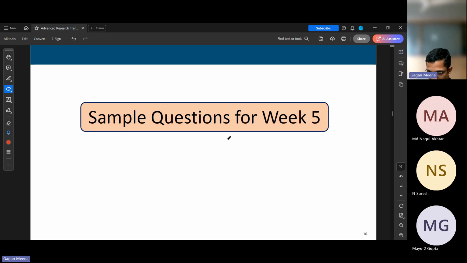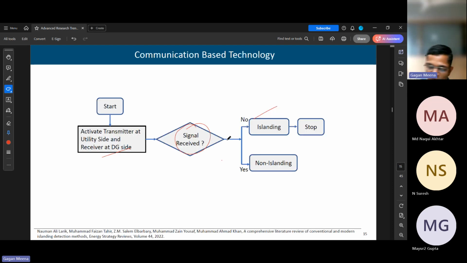Okay, now we'll move to questions. We'll also discuss a few points. The one topic which we left, the second topic, was the issues with protection, the challenges with protection in presence of DER. That we will take after questions.